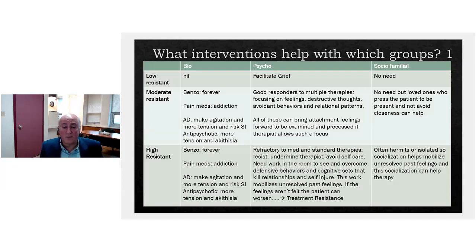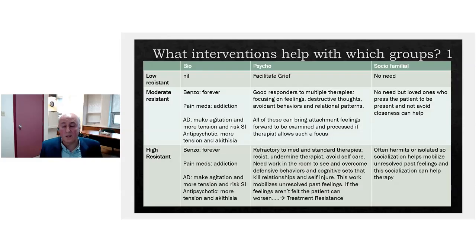Now, on the social level, this high-resistant group sometimes they're really hermits and very isolated. So any kind of socialization can help them. And what I mean by that is, groups, social, encouraging them in some ways to do social things, to get the exposure to other people who want to know them and are concerned about them. That activates those old emotions. That helps you in the therapy process too.